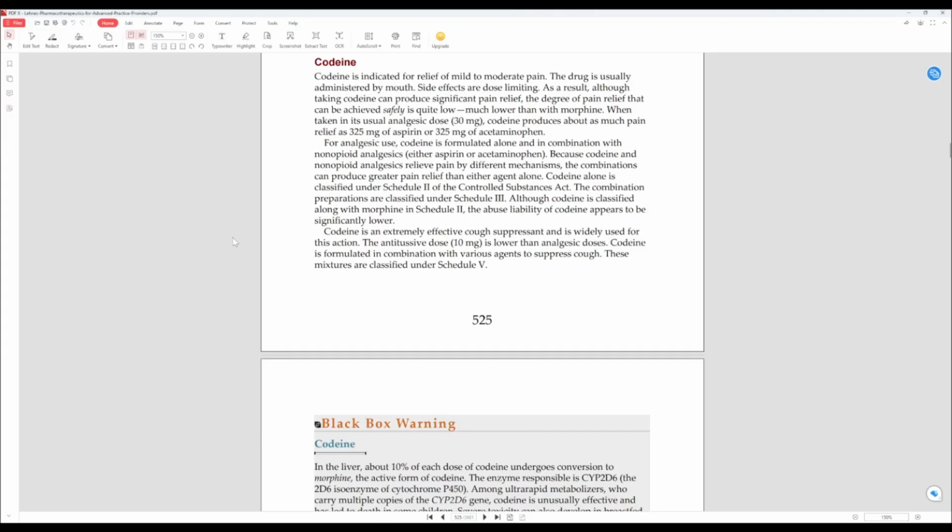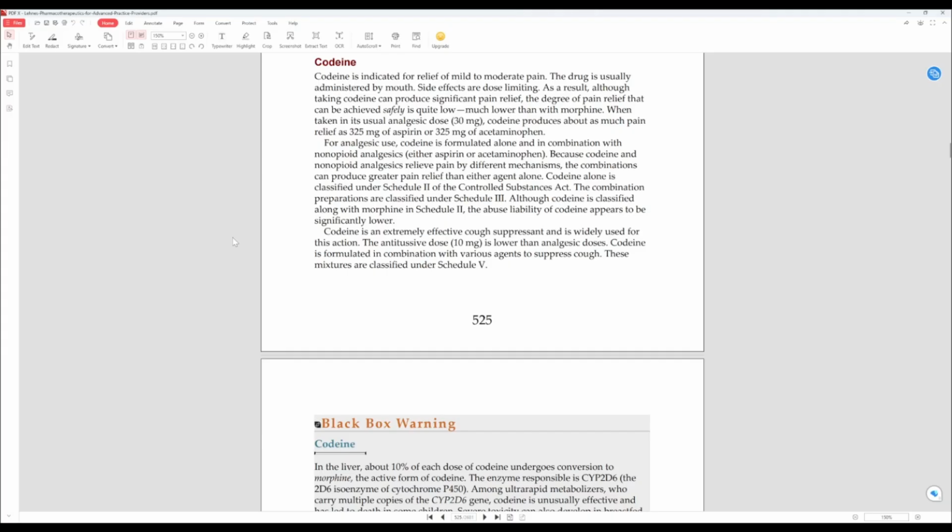For analgesic use, codeine is formulated alone and in combination with non-opioid analgesics. Because codeine and non-opioid analgesics relieve pain by different mechanisms, the combinations can produce greater pain relief than either agent alone. Codeine alone is classified under Schedule II of the Controlled Substances Act. The combination preparations are classified under Schedule III. Although codeine is classified along with morphine in Schedule II, the abuse liability of codeine appears to be significantly lower.